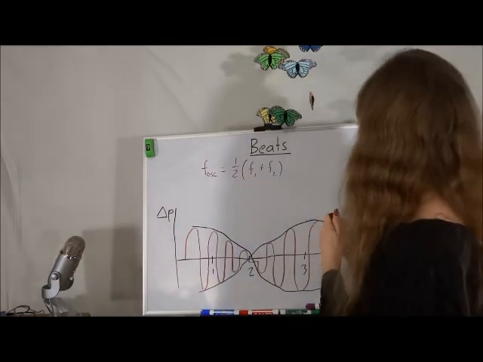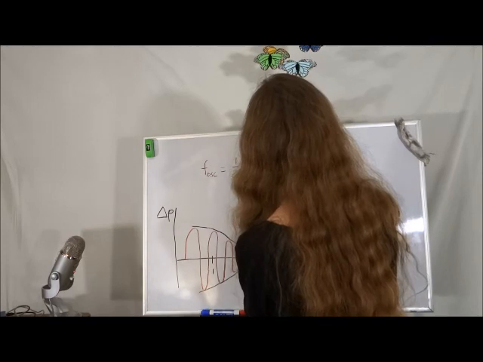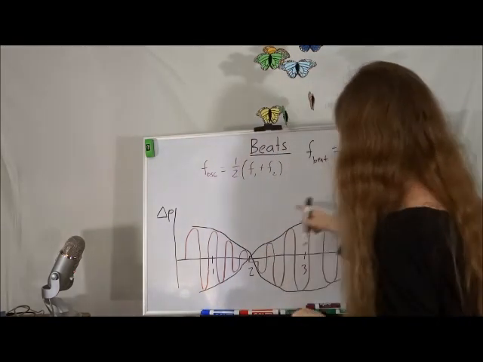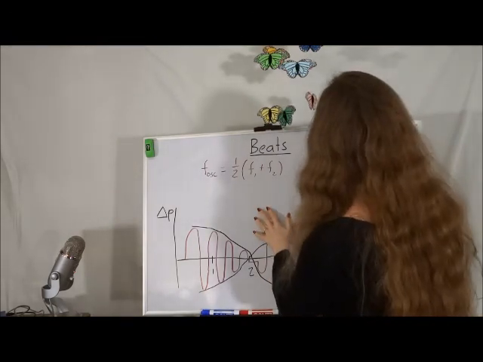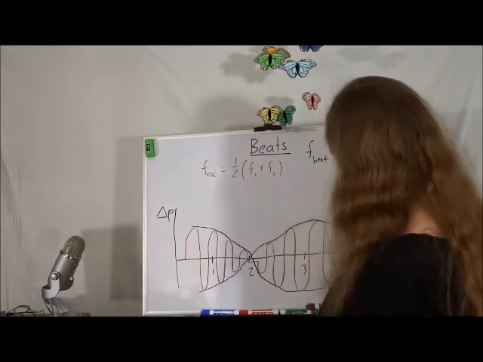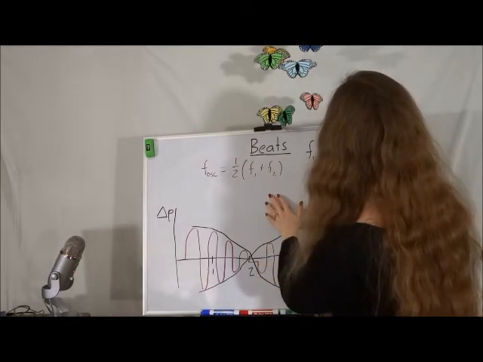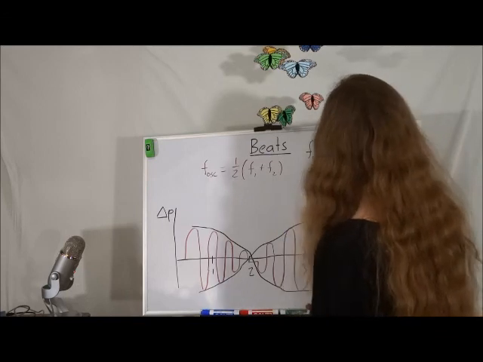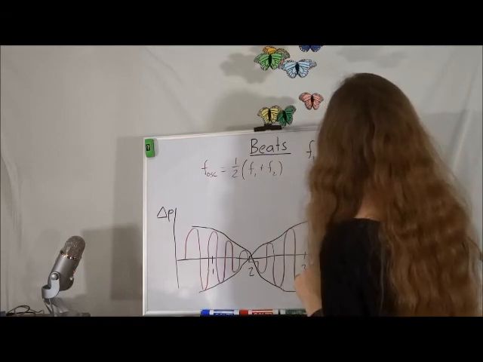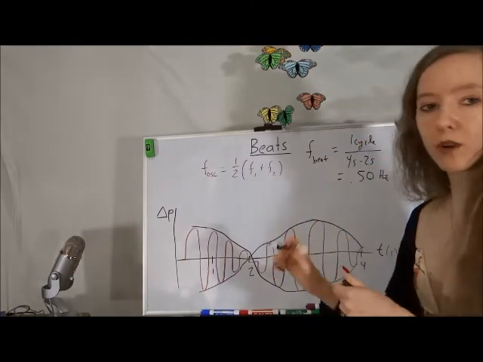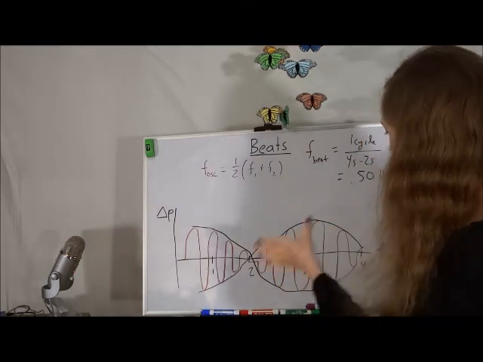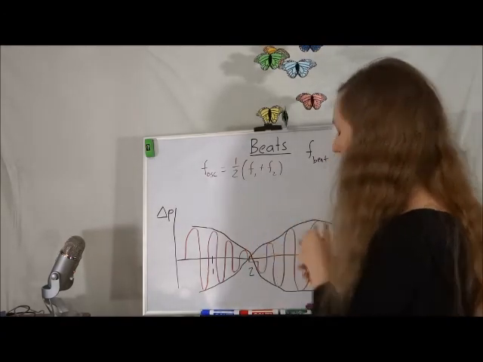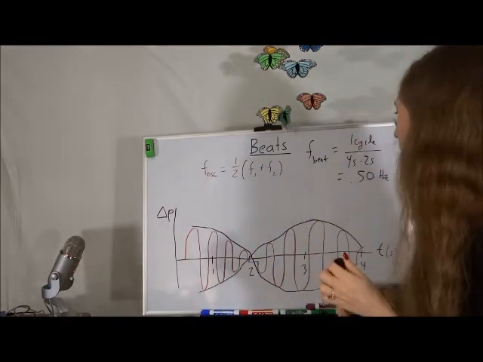So our beat frequency would be equal to 1 cycle per, we're going from 4 seconds to 2 seconds, so 4 seconds minus 2 seconds will give us 2 seconds, so 1 cycle in 2 seconds, or 0.50 hertz. So if we have a pictorial question like this, a graphical question, the way you find the beat frequency is you just find a cycle and figure out how much time it takes to complete that cycle.